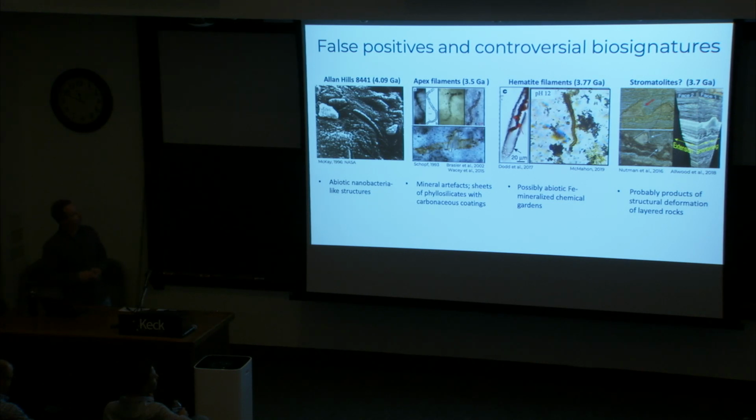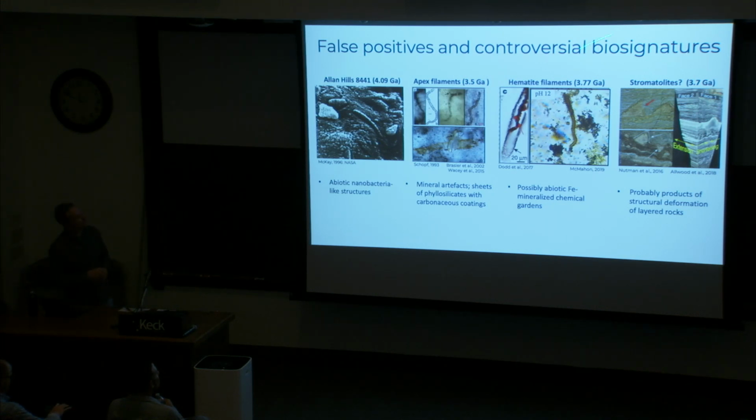Also, some of the most ancient direct fossil evidence for life, ancient microfossils from the Apex chert. These you can see here. A lot of work has actually been done on these structures, and it turns out that these might also just be mineral artifacts, so sheets of phyllosilicates that are coated by carbonaceous and organic matter. So really, it's a cautionary tale with a lot of these simple structures.